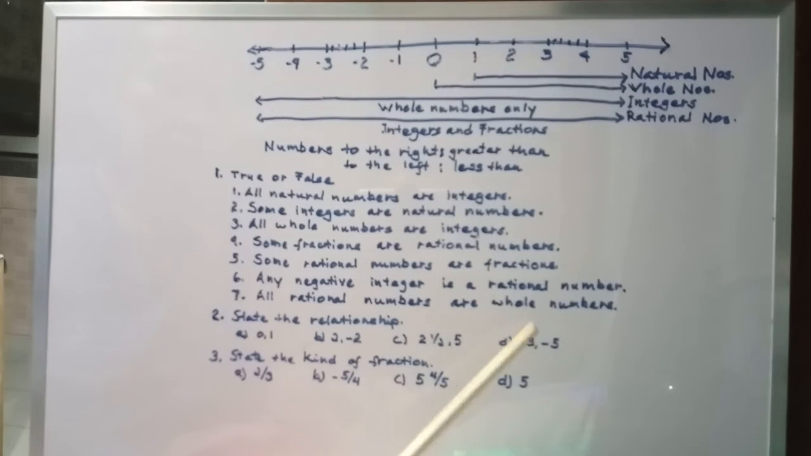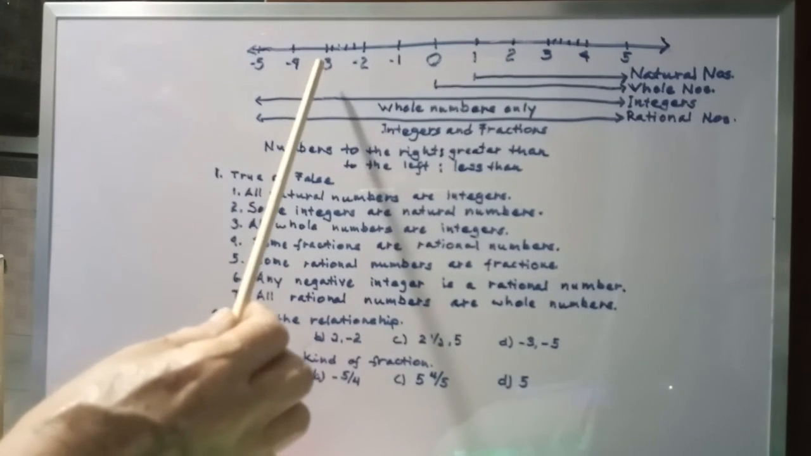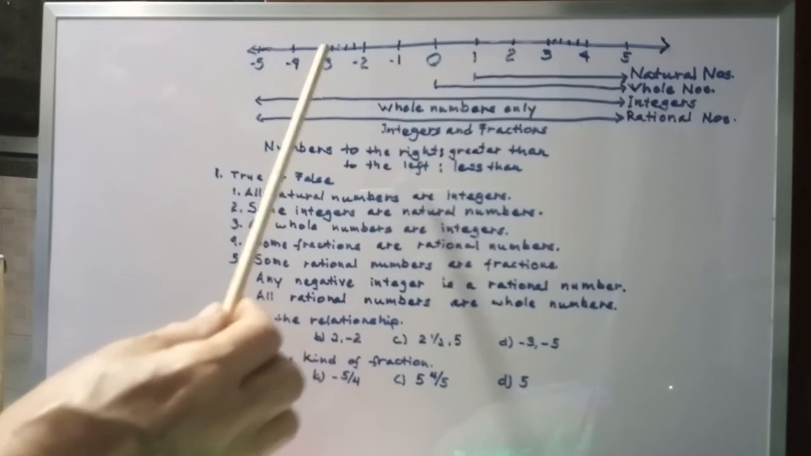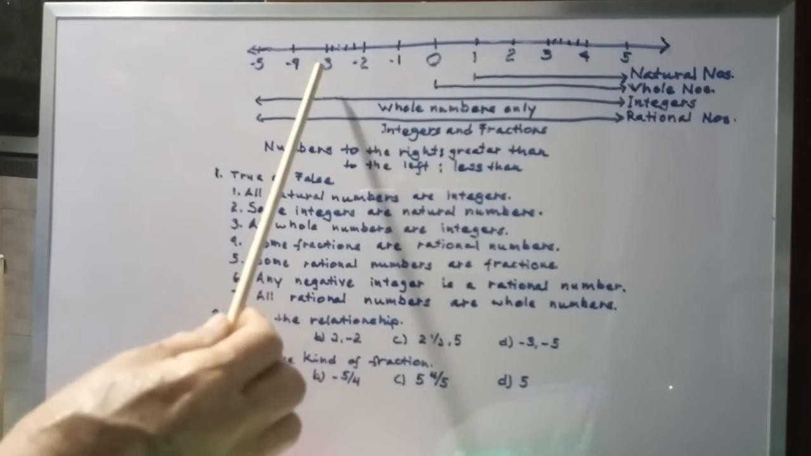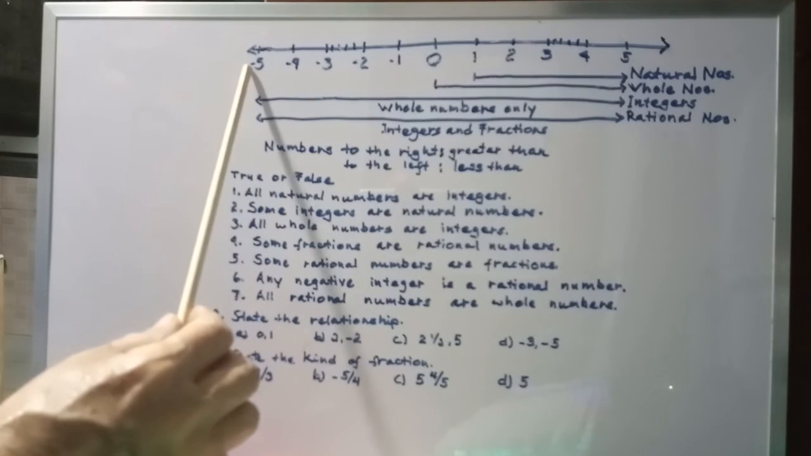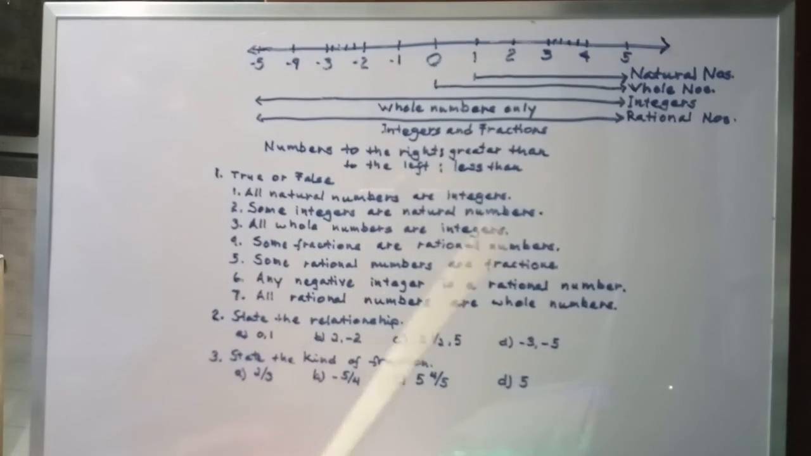Letter D, negative 3 and negative 5. Negative 3 is this point, and negative 5 is this point. Now, negative 3 is to the right of negative 5. Therefore, by definition, the relationship is greater than. That is, negative 3 is greater than negative 5. Okay?